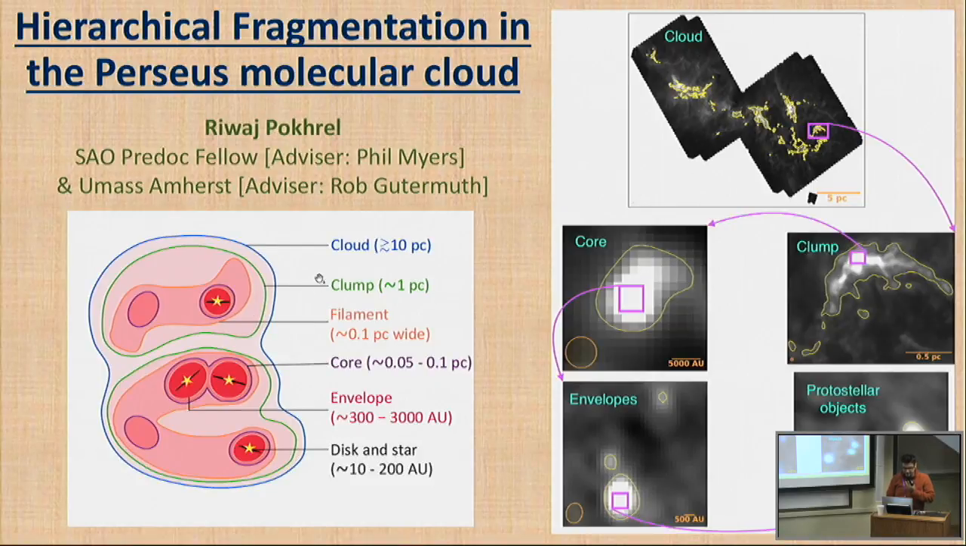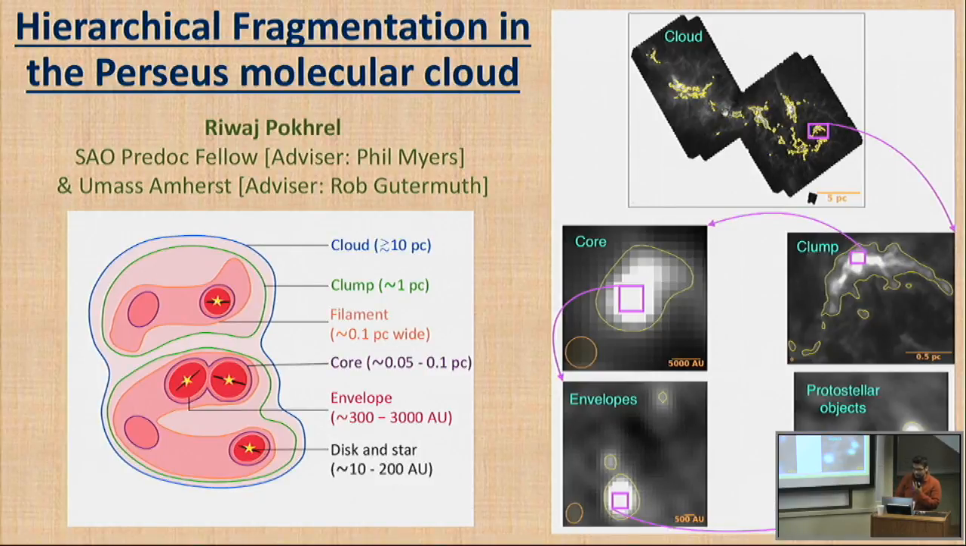So I'm just showing all different scales arranged according to their size, and also the densities, lower densities to higher densities at the center, starting from clouds that are more than 10 parsecs all the way to the central disk and the star system. And I have looked at this scenario in the Perseus molecular cloud. I started with one specific size scale of envelopes, actually with the SMA data, but then we expanded our regime to other scales also.